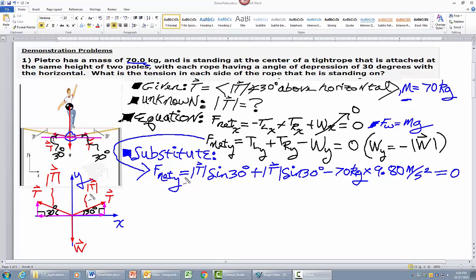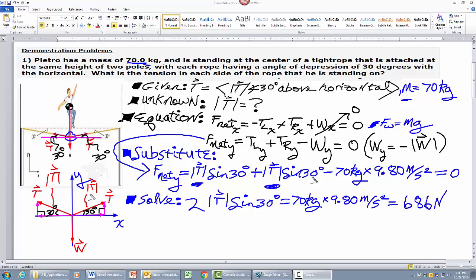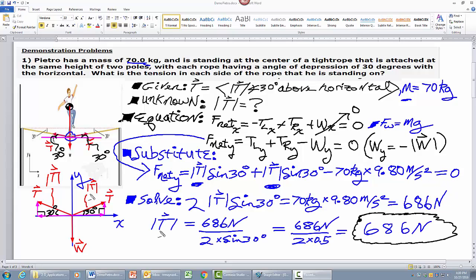We have written one equation in one unknown, where the one unknown is the magnitude of the tension in each rope, which is what we are trying to find. Now we proceed to solve. These are two like terms, so we simply get twice the magnitude of the tension in the rope times the sine of 30. We move this to the other side, and that is 686 newtons. Solving for T, the magnitude of the tension in each rope is 686 newtons divided by twice the sine of 30 degrees. That is 686 newtons divided by twice times 0.5, because the sine of 30 degrees is a half. That gives us that the tension in each rope is 686 newtons. And so we have solved the problem.